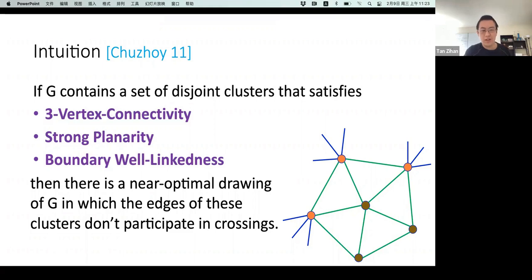Okay, so why is this intuition true? Why, if we have these clusters, can we have a near optimal drawing in which these clusters do not participate in crossings? I will quickly sketch the proof. This is not the main focus of our talk today. But the idea is that we can massage the optimal drawing such that eventually all these green clusters are drawn separately and inside disks that are disjoint from each other.